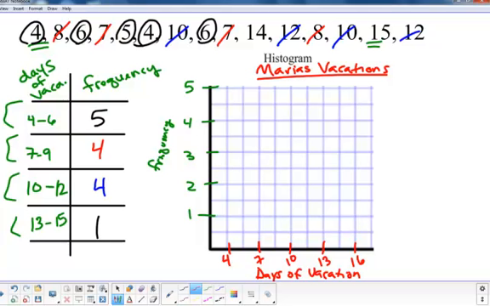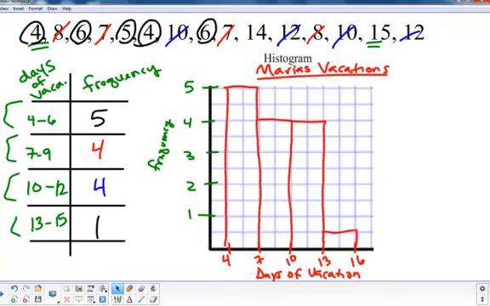So from 4 to 6 days, she did 5 times. From 7 to 9 days, she did 4 times, touching. 10 to 12 days, she also did 4 times. And her extendo vacation, 13 to 15, was only once. And that's our histogram that touches.